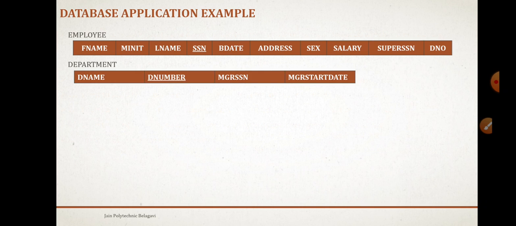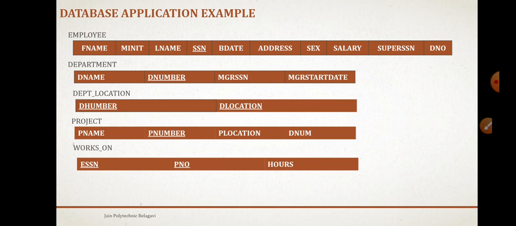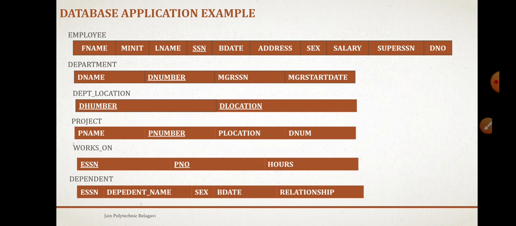So here we have the schema diagram: employee, department, department location, project, works on, and dependent. In the employee entity, we have a number of attributes. In department, we have 4 attributes. In department location, we have 2 attributes. Project has 4 attributes. Works on has 3 attributes, and dependent has 4 attributes.